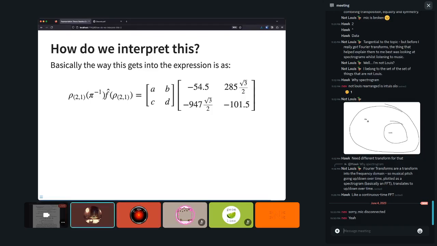Yeah, I mean, the other thing that I have kind of thought about is, one of the cool things about Fourier transforms is that in Fourier space, convolution is just multiplication, and that is also true for this. It just becomes matrix multiplication.